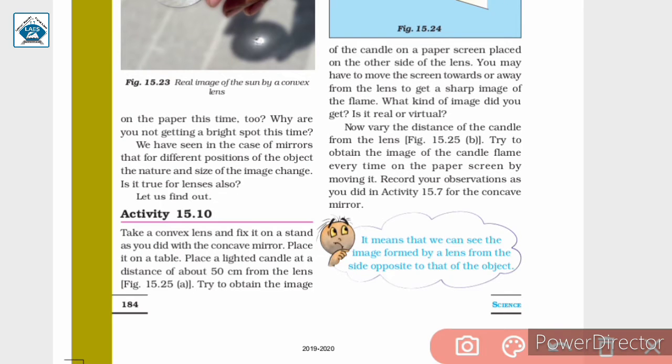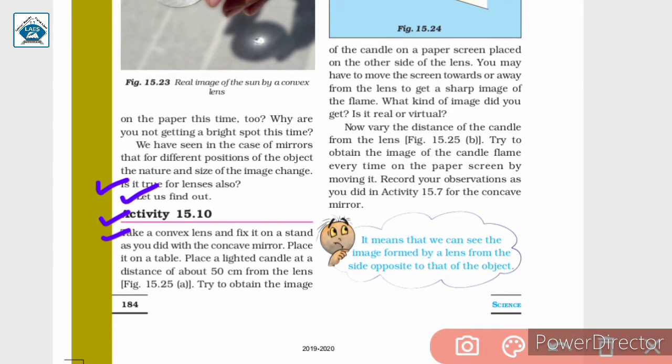In the last class, we were asked a question: in case of mirrors, for different positions of the object, the nature and size of the image change. Here we were asked, is it true for lenses also? So let us find out in activity 15.10.